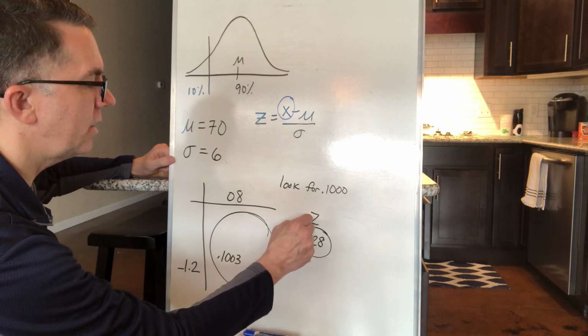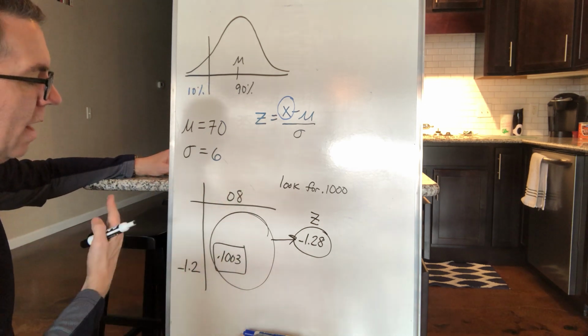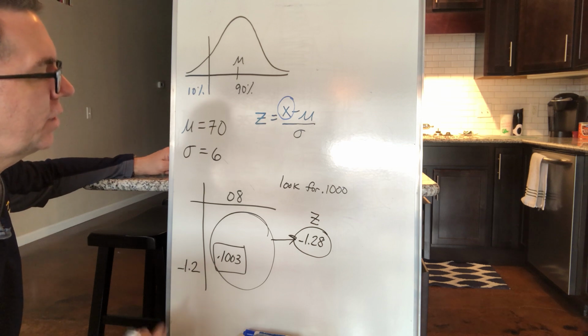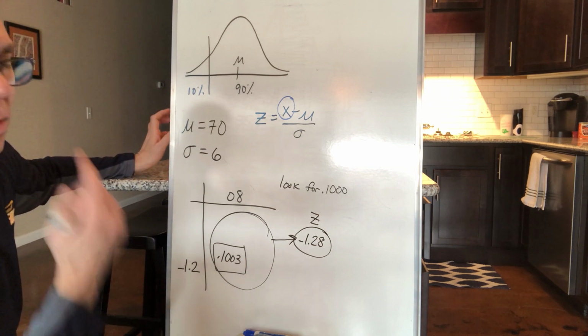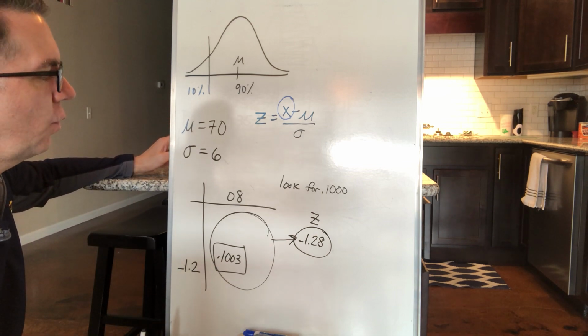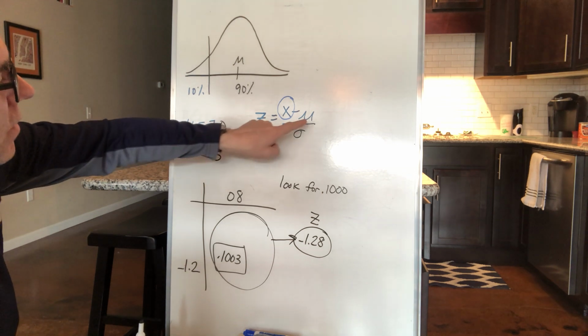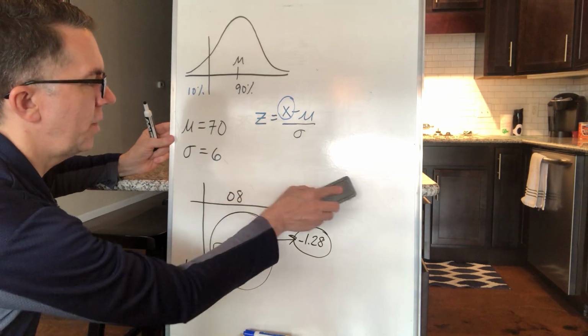But that's the z-score that has a probability on the left of 0.1003. Okay, that's the closest thing we have to 0.10. All right, if you had software on your computer, you can actually figure it out exactly. But from our charts, that's what we get. So I'm going to put that in for z. I'm going to put a 70 in for mu and a 6 in for sigma. All right, so let's do that next.